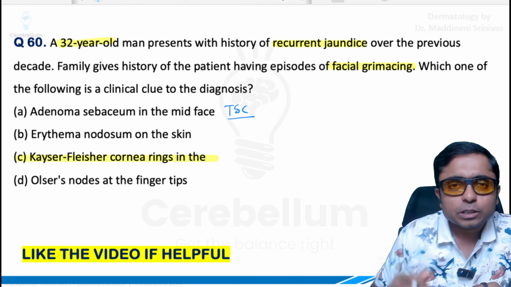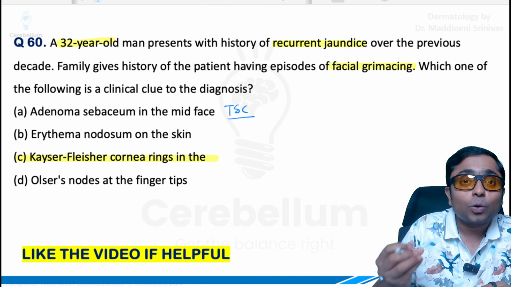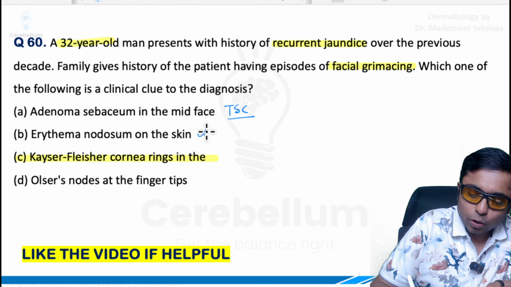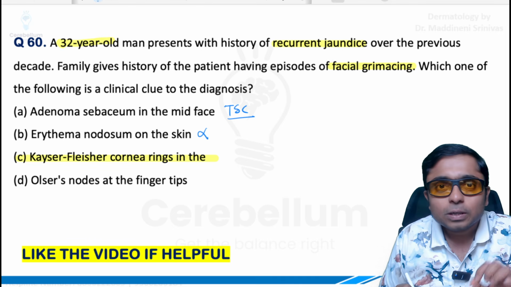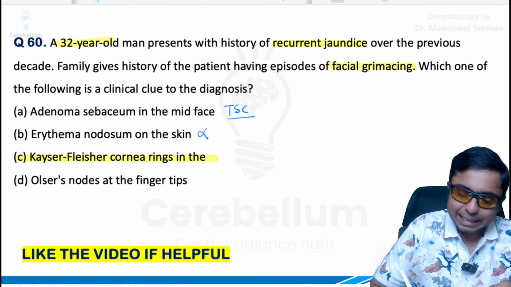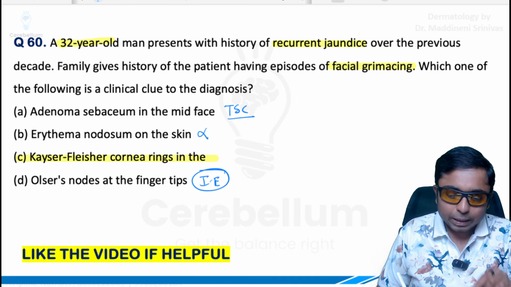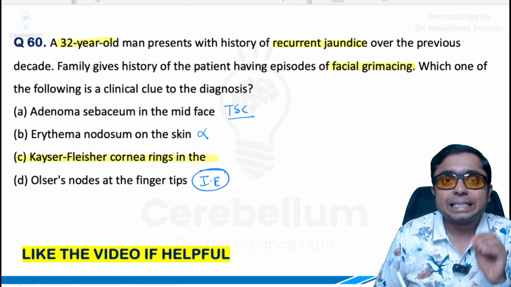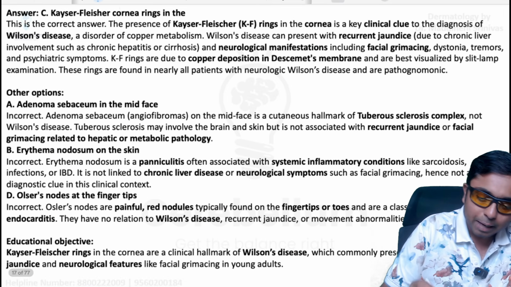Erythema nodosum is going to present with erythematous tender nodules present mainly over the lower extremities. So that is not associated with this condition. And Osler's nodes at the fingertip are classically seen in the case of infective endocarditis. So the answer is Kayser-Fleischer rings in the cornea. And what is the disease? If you have thought of Wilson's disease, you are absolutely correct.